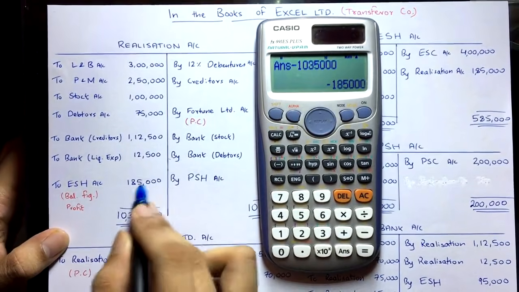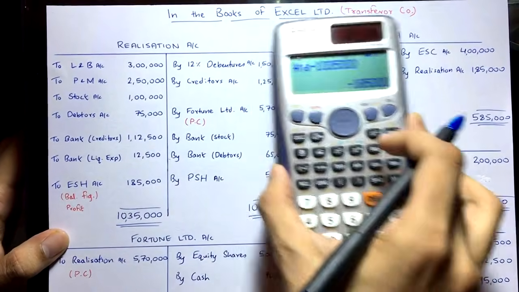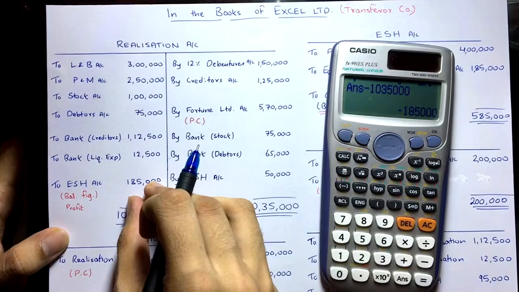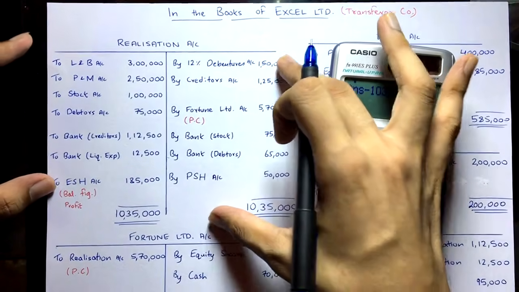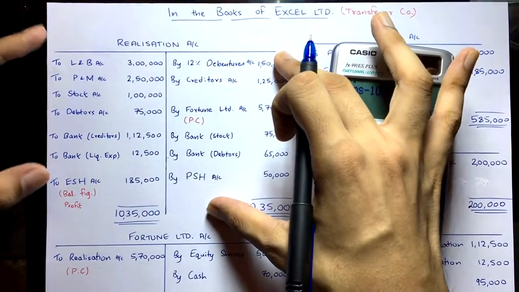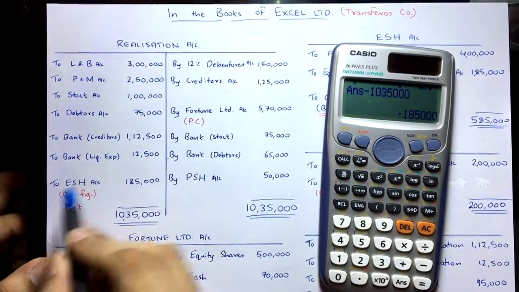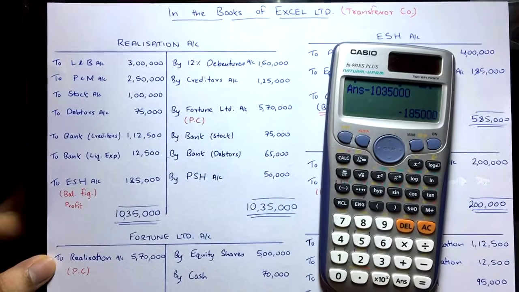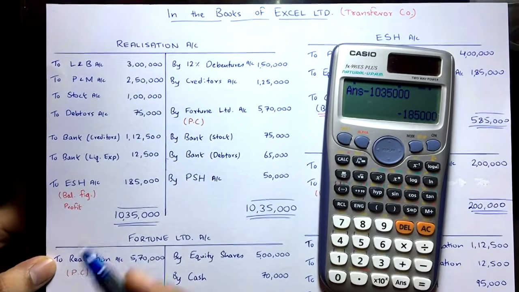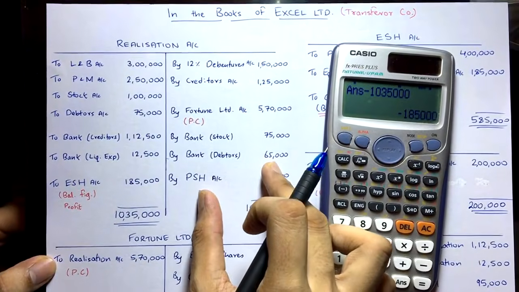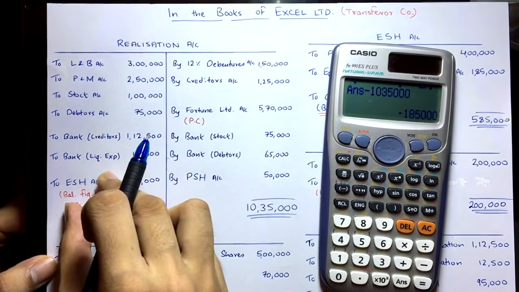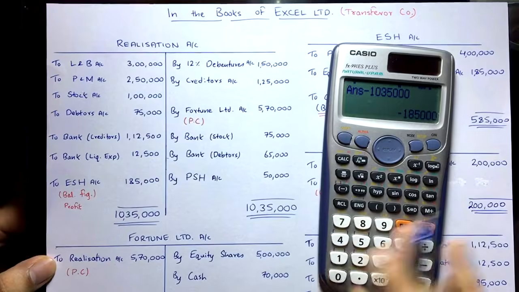So this 185 is profit on realization. How is it profit? Income is more than expense. This side is more, so income is more than expense. So this is profit, and profit will hit the equity shareholder account. Simple. You get it? The profit or loss, if it's a loss, it will come over here as a balancing figure. If it's a profit, it will come over here, and it will hit the equity shareholder account.